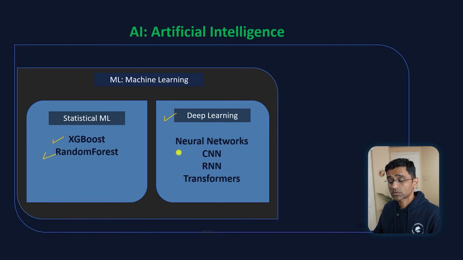In neural networks also, we have different variants. For example, convolutional neural network, RNN, transformer. Transformer is a new architecture which has made the modern day AI revolution possible. LLMs are based on this transformer architecture.